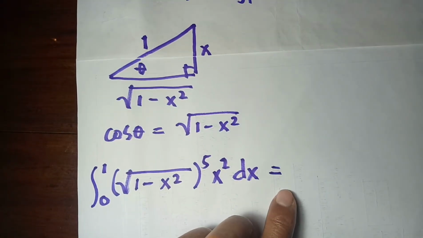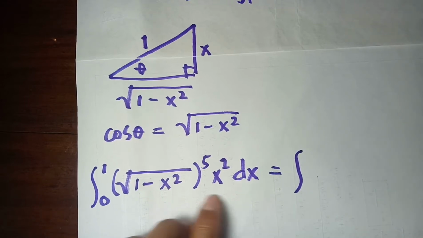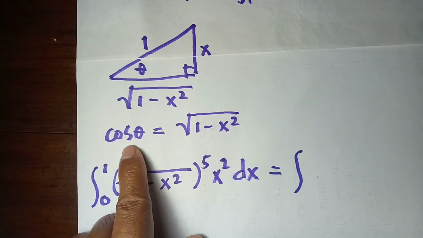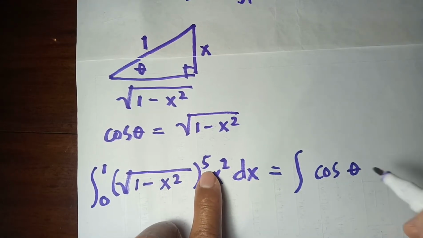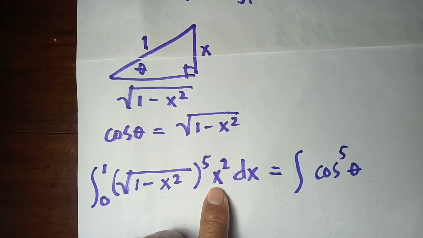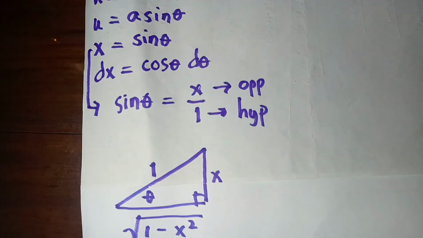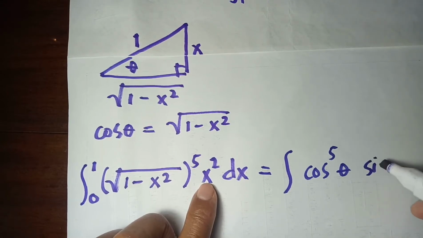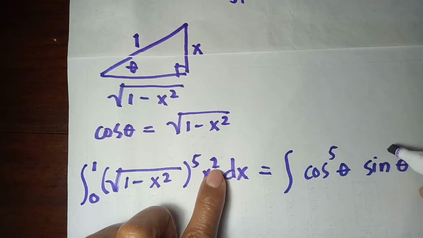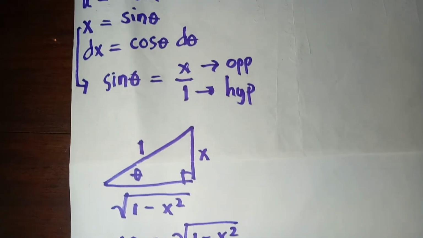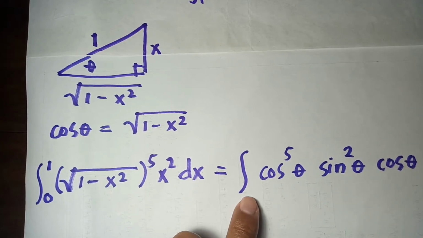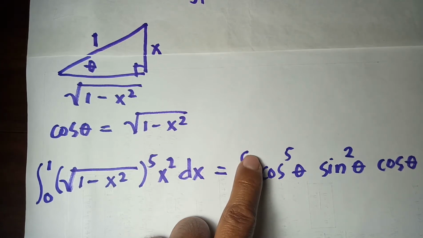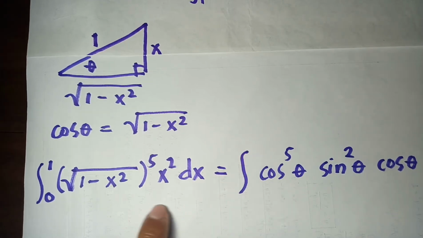In terms of theta, it will be equal to the integral of, so square root of 1 minus x squared, it is equal to cosine of theta. And then raised to 5. And then x, it is equal to sine of theta. So sine of theta, and then squared. And then times dx. And dx equals cosine of theta d theta. So ngayon naman, alamin natin yung lower at upper limit in terms of theta.